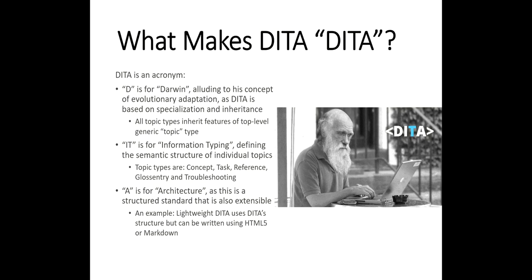The IT is for information typing, defining the semantic structure of individual topics. And the topic types are concept, task, reference, gloss entry, and troubleshooting. And the A is for architecture, as this is also a structured standard that is extensible. For example, there is another form of DITA called lightweight DITA, and that uses the same DITA structure, but it in fact can be written using, instead of XML, HTML5 or Markdown.